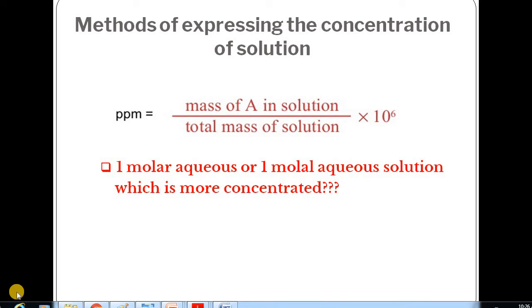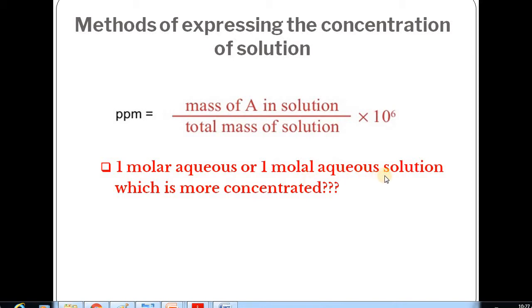Good morning, dear students. As we studied in our last lecture regarding the methods of expressing the concentration of solution, we have studied different methods, and one assignment was there: 1 molar aqueous or 1 molal aqueous solution, which is more concentrated. So as we know, 1 molar means 1 mole of solute has been dissolved in 1 liter of solution, and 1 molal means 1 mole of solute has been dissolved in 1000 gram of solvent.